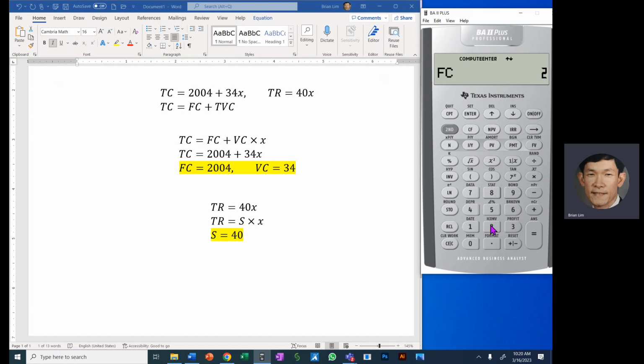So fixed cost in this case is 2004, and we enter it. Variable cost is 34, so 3, 4, and we enter. All right, P is the selling price. It corresponds to the S in our formula sheet. So P in this case is 40, and that's entered. Then the profit is 0 because it's break even. And then Q we compute, and the answer is 334.